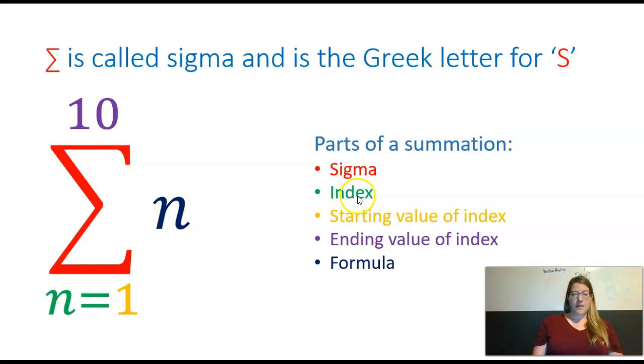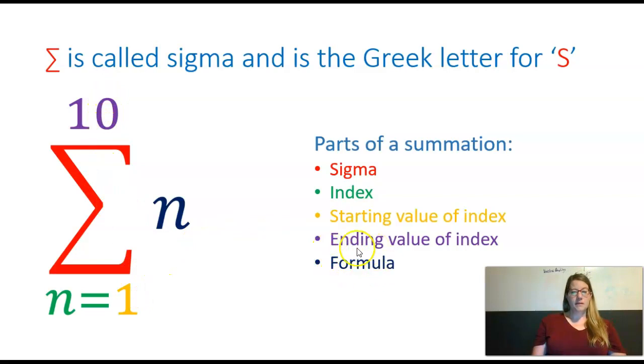Next, the index is the variable that's being used here, n. The index tells me what number to start at and what number to end at. So if it says n equals 1 down here, that means the first number that I want to start with is 1. And then the number that I end with will be on top of sigma. So n equals 1 to 10 means I want to start with number 1 and go through the integers until I get to that number on top. In this case, 1, 2, 3, and then up to 10. So I'll start at 1, I'll end at 10.